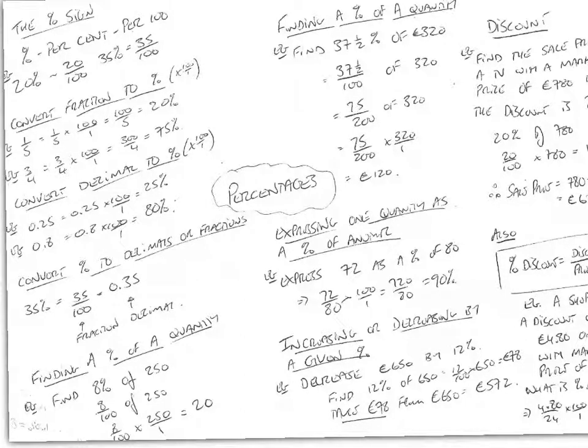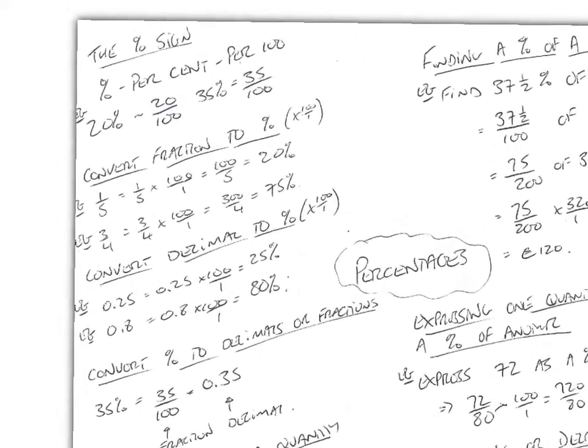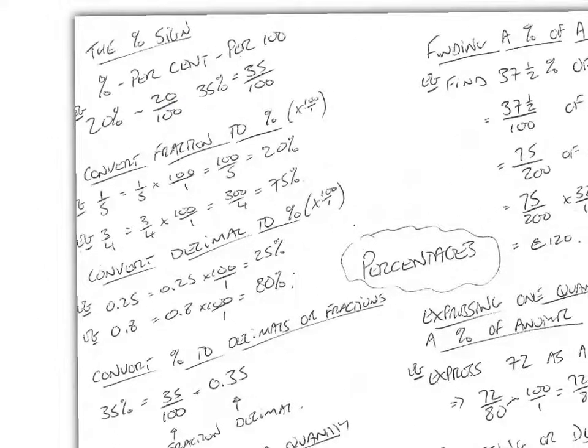Okay, so let's review percentages. As we're starting at the beginning, let's remember that the percent sign, two zeros and a 1, stands for 100, so the percent sign means per 100. So 20% is 20 per 100. 35% is the same as 35 per 100.